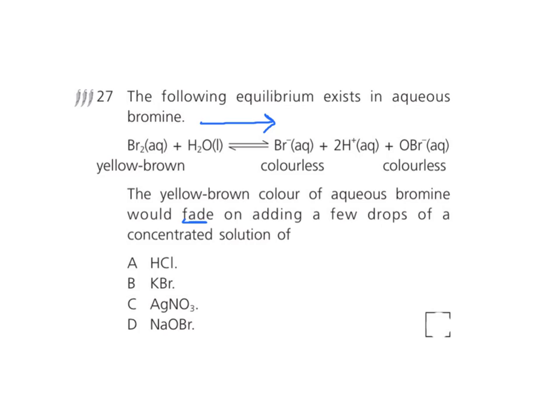Choice A, if we're adding HCl, we're going to increase the hydrogen concentration. Increasing hydrogen concentration would actually cause a backward shift as the system tries to lower that concentration. So A is not correct.